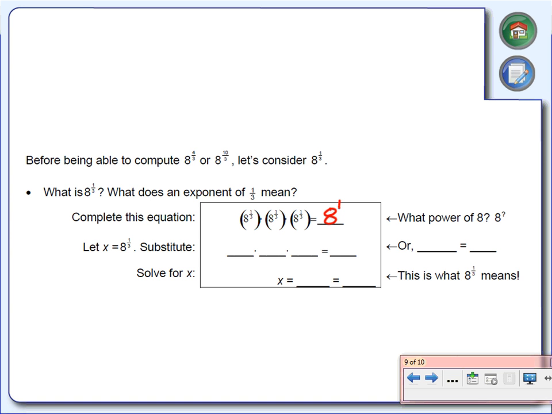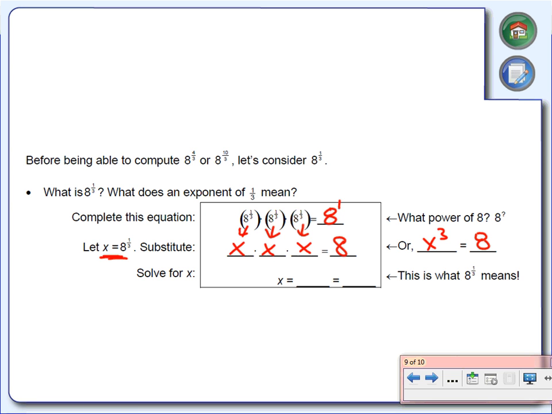So just like we did with the first one, we're going to let x represent that 8 to the 1/3 power. In other words, this 8 to the 1/3 power is now an x, this one is now an x, and this one is also an x. It's still going to equal 8. Or another way I can write that equation: x times x times x equals 8. What's another way I can write that equation? x cubed is equal to 8. So that would be an alternative way of writing the equation, simplifying.